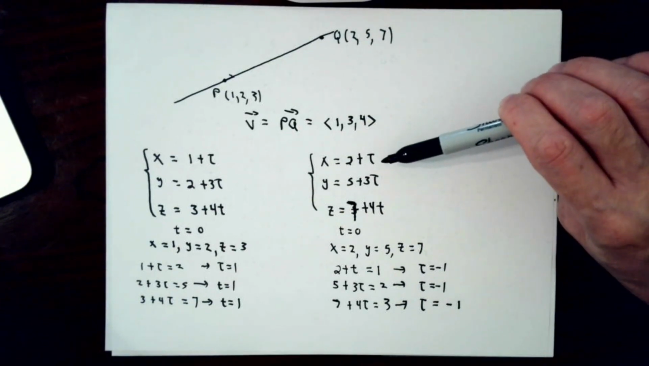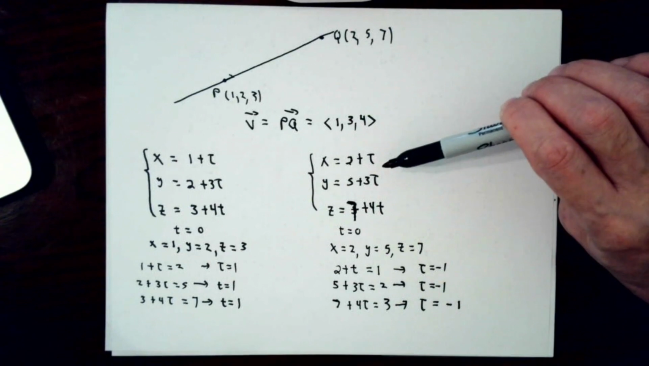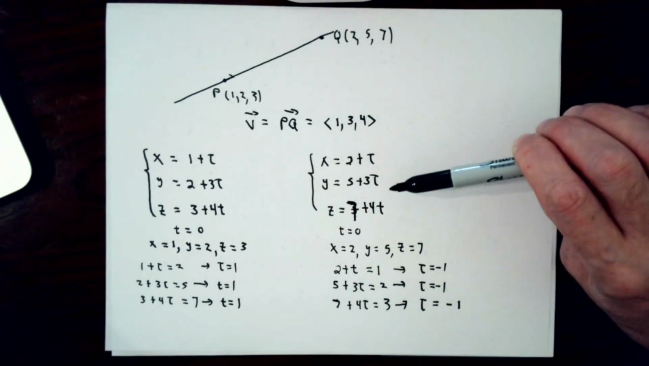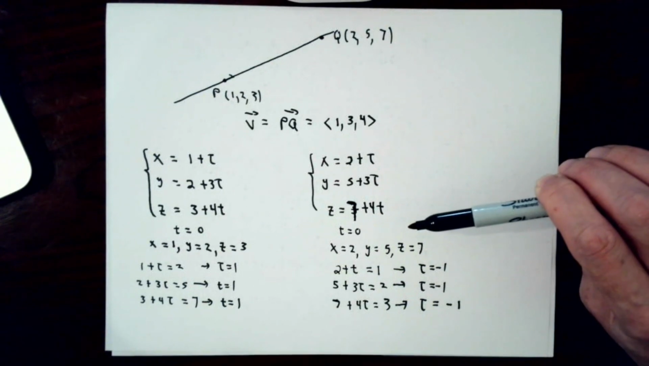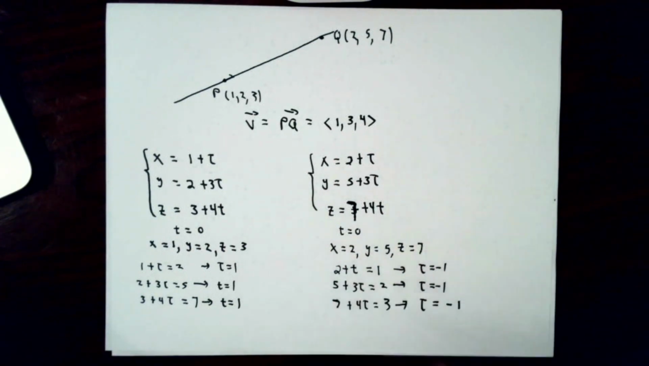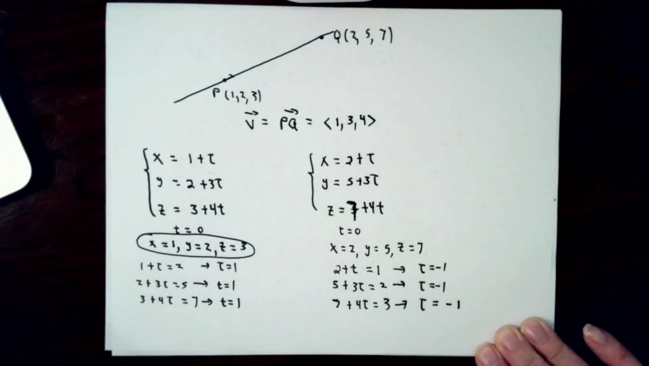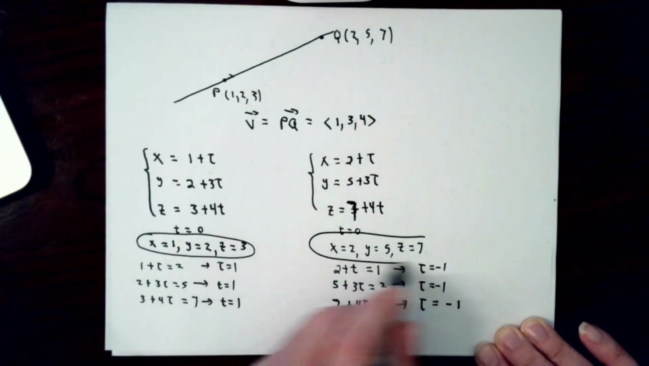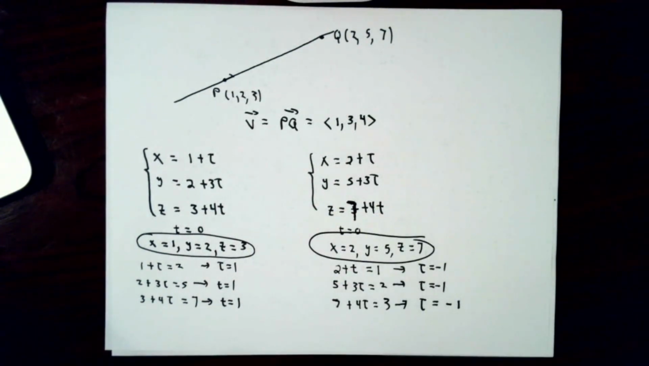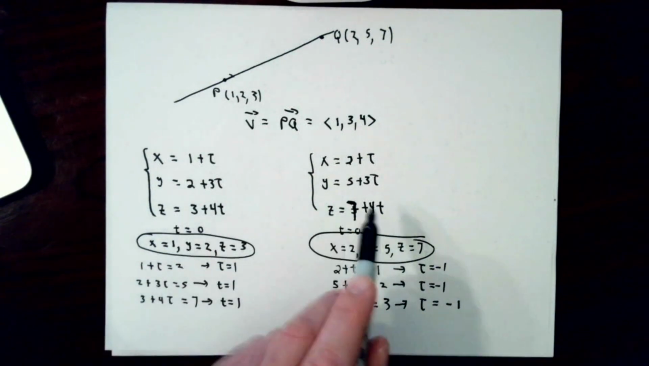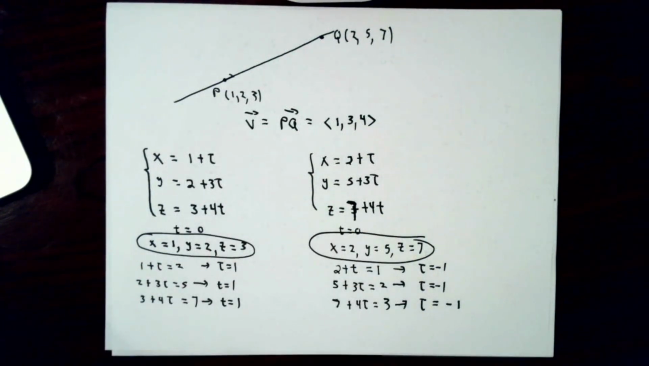X will be 2 plus negative 1, which is 1. Y will be 5 plus negative 3, 5 minus 3, which is 2. And z will be 7 plus negative 4, which is 3, which gives me back this point on the other line. So this point is on both straight lines. The lines described by these two sets of equations are actually the same straight line.